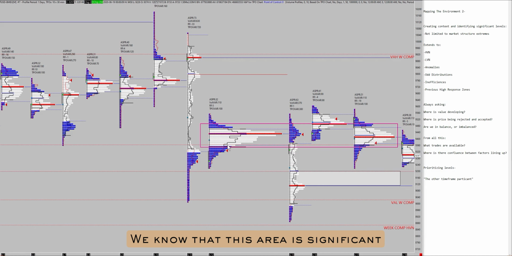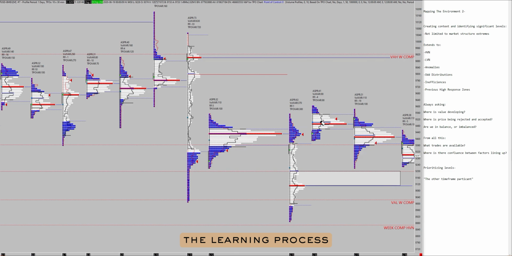We know that this area is significant over time. If we were to combine all these composites, we would see that over the course of this, most of the volume was right here and most of the participation was. But if I do that right now, it's going to pull all the other profiles out. It's going to destroy the learning process.